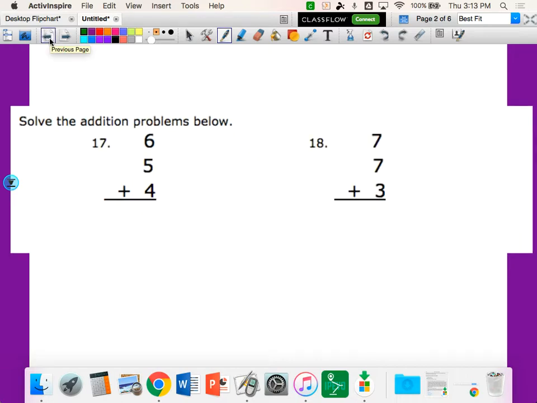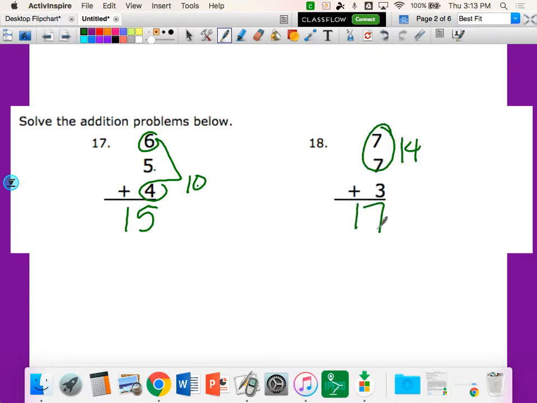A lot of them did well here. I did notice some of them would only add the first two or the bottom two numbers, and I had to go remind them to add all three. A lot of them, I was very proud. They found those 10 friends, and so 10 then 5 more would equal 15. Or I saw some that were like, oh, well, I know 7 plus 7 is 14. 3 more is 17, using those doubles facts or near doubles or make 10 facts. All those are great here.